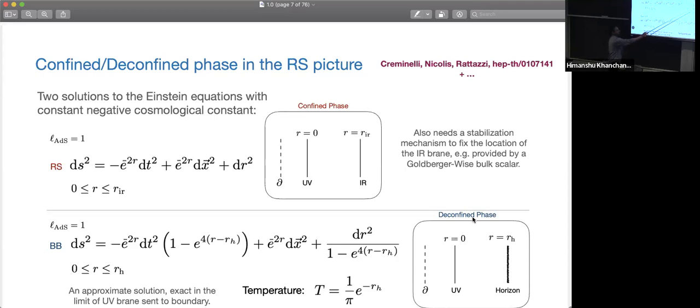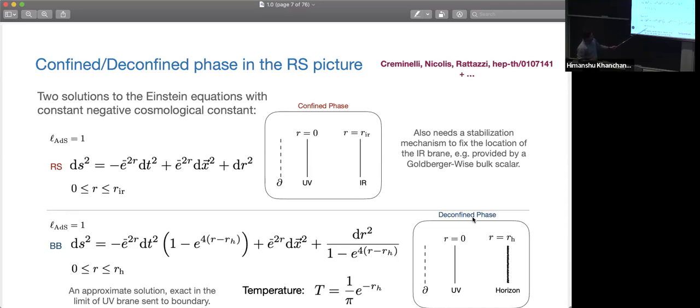There is a UV brane with some tension which is placed at R equal to 0, and there's an IR brane at some R. And usually it also needs a stabilization mechanism, which will be relevant in the story in the next couple of slides, but for now we don't need to think about that. So this is dual to the confined phase.